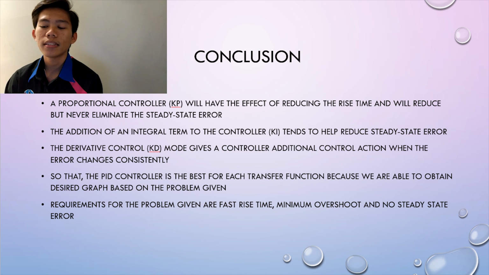For KD, the derivative control mode gives a controller additional control action when the error changes constantly. So we can conclude that the PID controller is the best for each transfer function because we are able to obtain the desired graph based on the problem given. The requirements for the problem given are fast rise time, minimum overshoot and no steady state error.